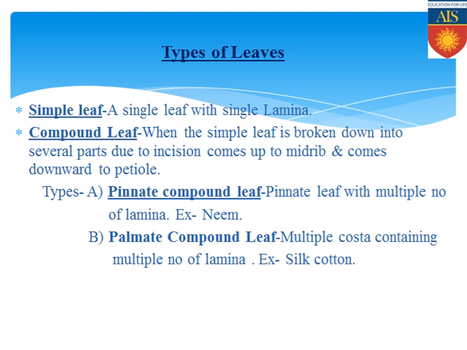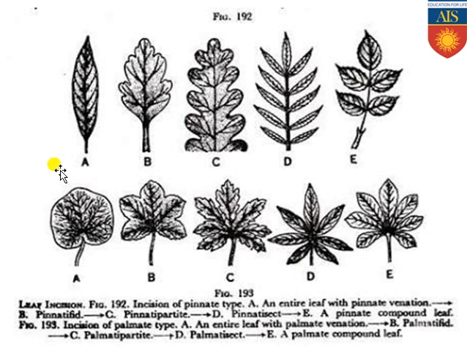And palmate compound leaf is obviously a compound leaf where multiple costa or midribs will be present containing multiple laminae. As examples, you can see pinnate compound leaf is neem and palmate compound leaf is silk cotton. Just coming to the next slide to show you the types of leaf, here you can see a single midrib containing, single lamina containing leaf. So this is obviously the simple leaf.